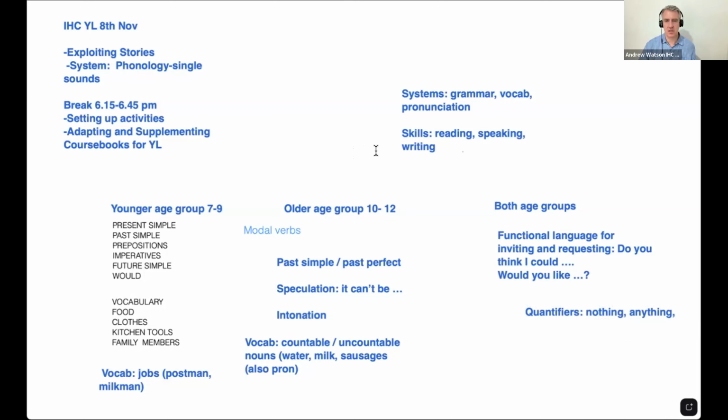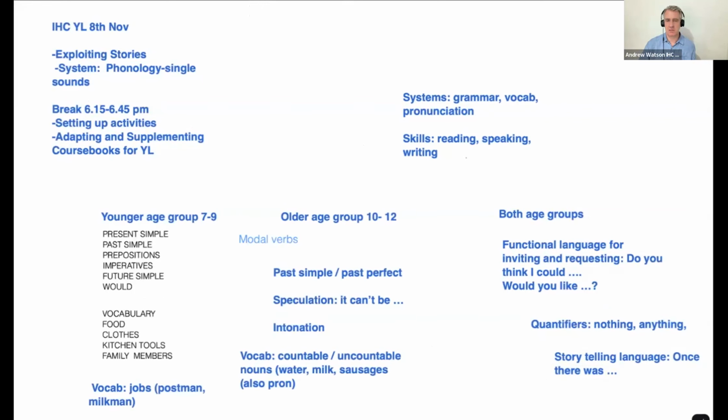How about some storytelling language? So you can get the students to tell their own stories. Once there was, yeah. They used that expression right at the beginning, didn't they? Once there was. Yeah, good.